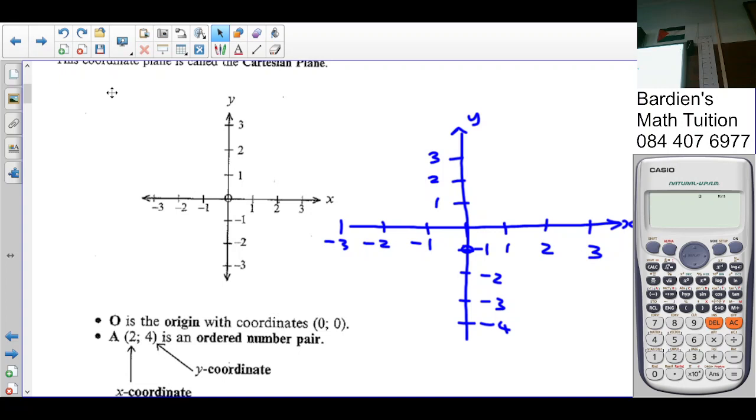Okay. So we are told O is the origin of coordinates 0 and 0. We'll speak about that now. We just number this here.